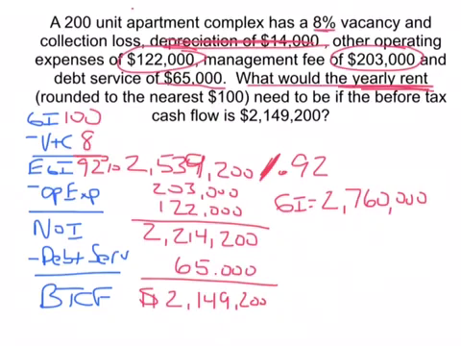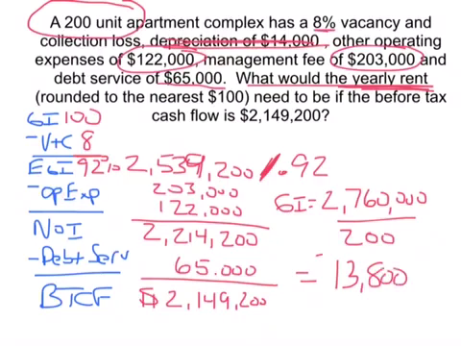And so all we're concerned about is the number of units. Divide this by 200 units and the yearly rent required would be $13,800. Now remember to be very careful and answer the question as to whether it says yearly or monthly, because that will dramatically change your answer.